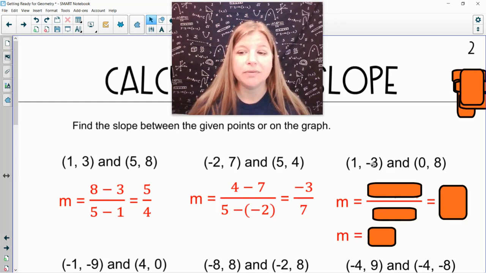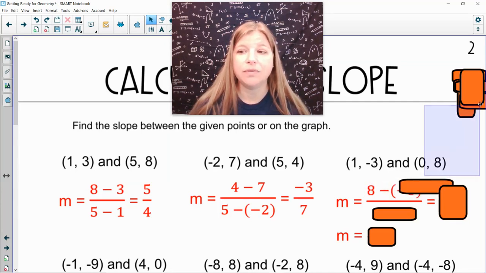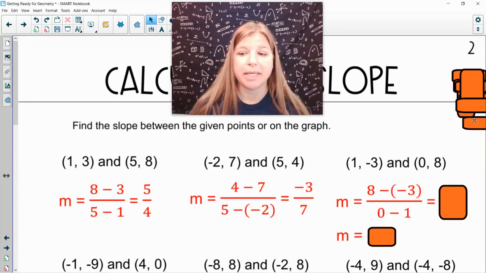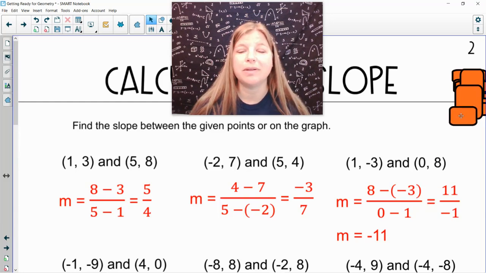Next one, (1, negative 3) and (0, 8). I do y sub 2 minus y sub 1. So 8 minus a negative 3 divided by x sub 2 minus x sub 1, so 0 minus 1. So now we know 8 minus negative 3, subtracting a negative really means to add, so this is really saying 8 plus 3, which is 11, divided by 0 minus 1, which is negative 1. 11 divided by negative 1 will leave us with negative 11, and that's my slope.